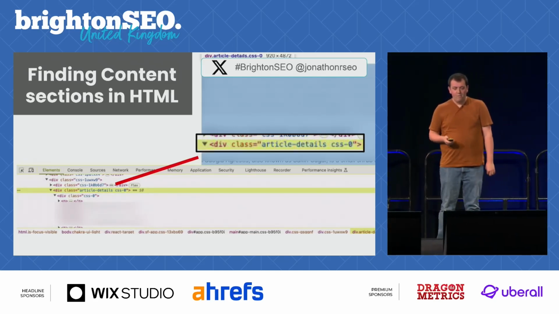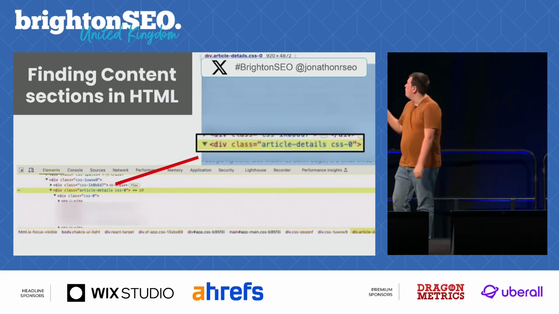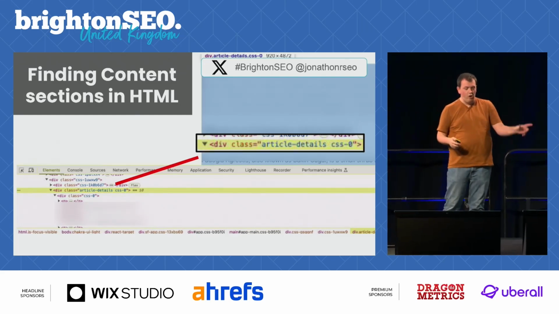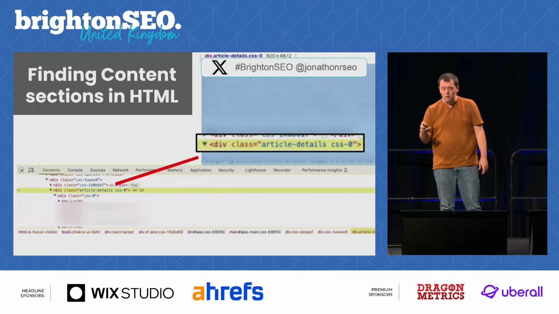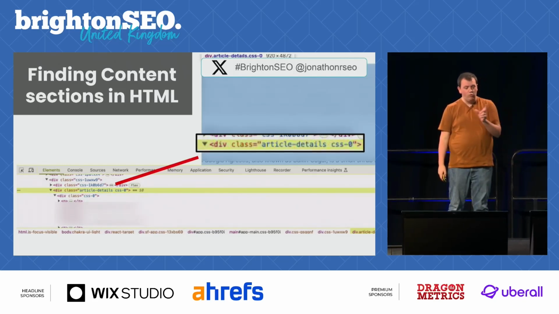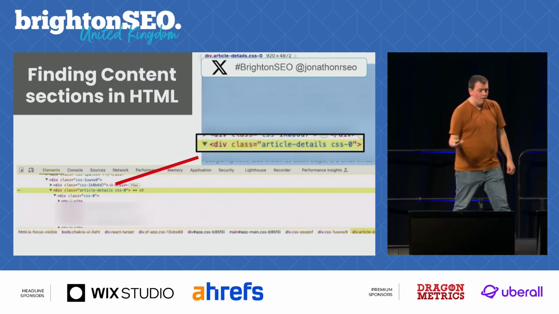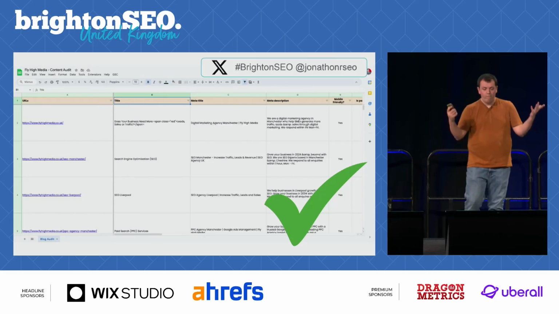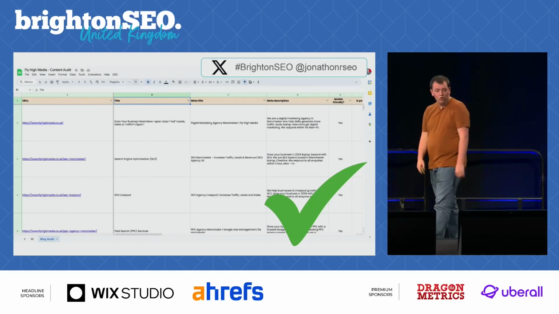Also, just one thing to mention is that article details with this, you have to make sure you include the other bit as well. So on this, you'd have to put article details CSS-0. Otherwise, it's just looking for a div class which has div class equals article-details and then closing it. Just make sure that you've got that. And then you've finally got your full content audit done.